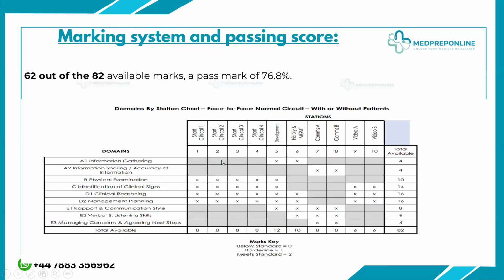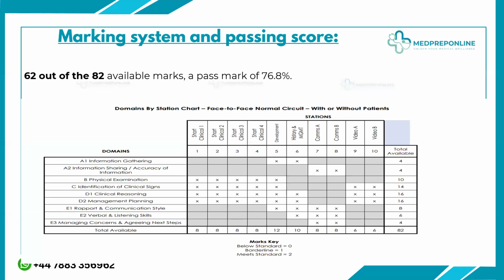Okay. So someone was asking about the stations. There are basically 4 clinical stations, which are with patients. There is one development station which is without a patient. There is a role player followed by the examiner. So assessment is done by the examiner, who will be your mother, who will be your father, who will be the examiner, who will be everything.